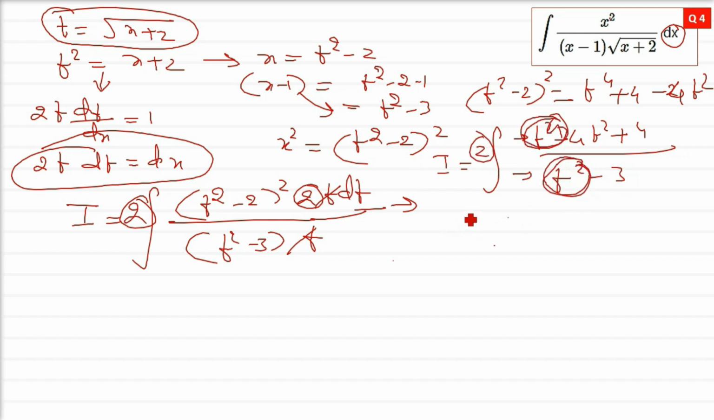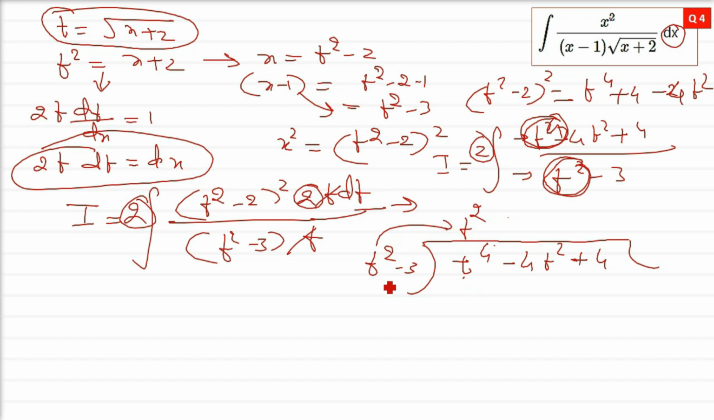So we need to divide this, that is t raised 4 minus 4t square plus 4, we have to divide it with t square minus 3. So I am dividing. This will be t square. We need a t square, for that we need a t square here. t square multiplied by t square will be t raised 4. So t raised 4 will come here.